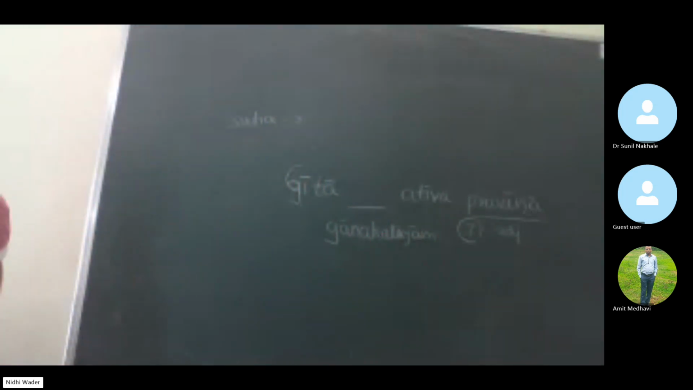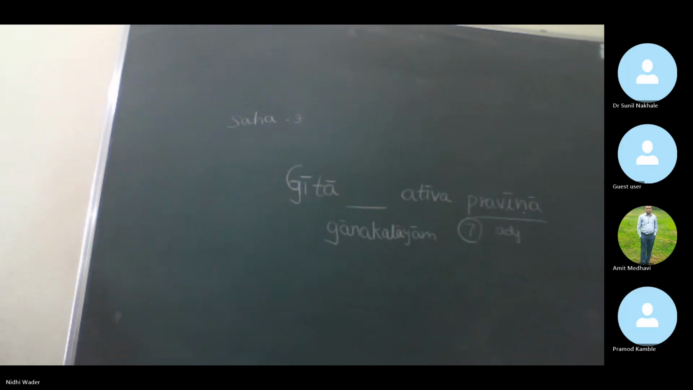Ganakalayam, because kala is a feminine word. So the locative of kala is kalayam. Ganakala means art of singing. Gana is singing, kala is art. So Gita Ganakalayam Ativa Pravina means Gita is very expert in the art of singing. So she is best at singing. She is very good at singing.